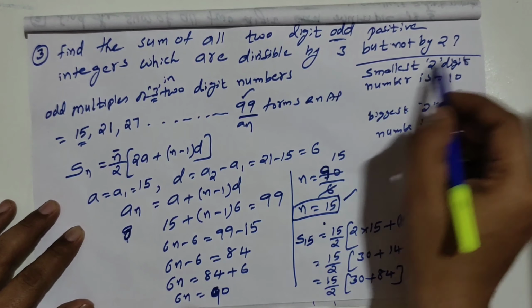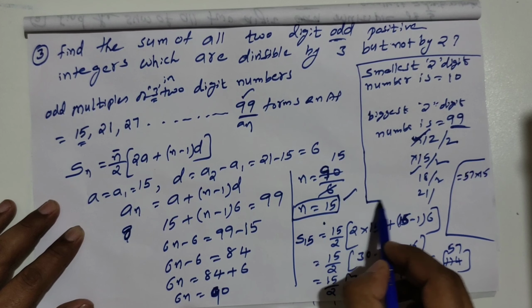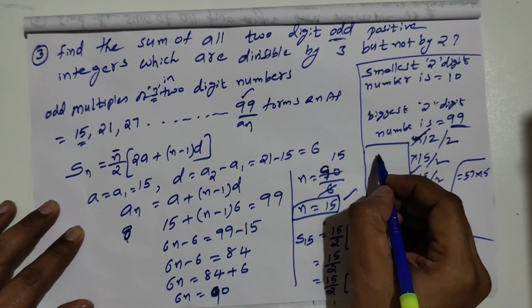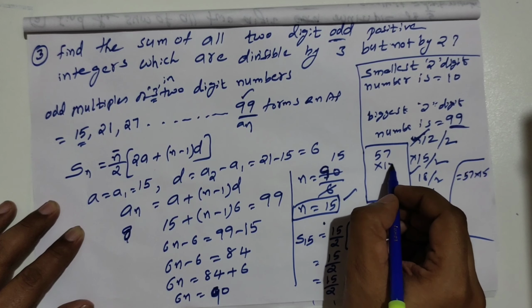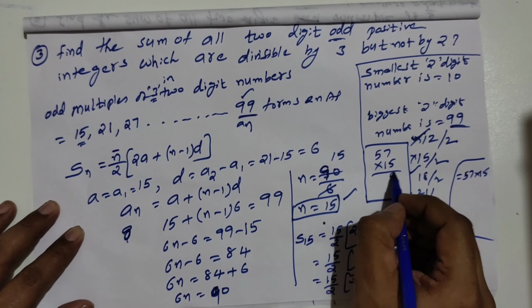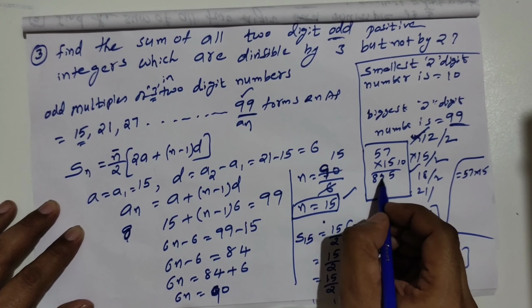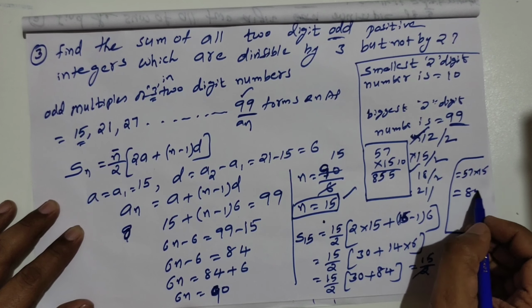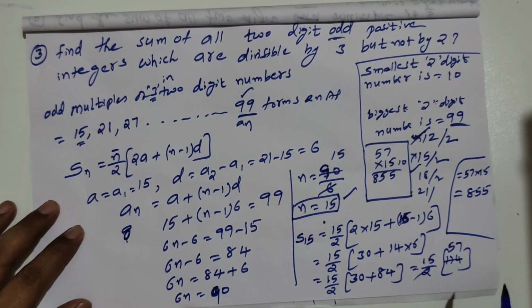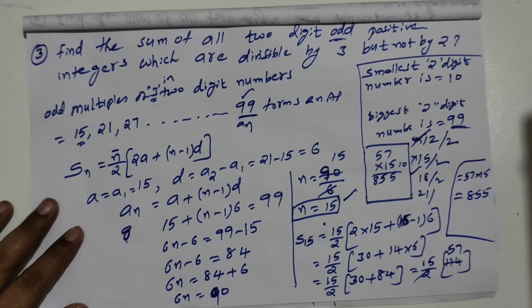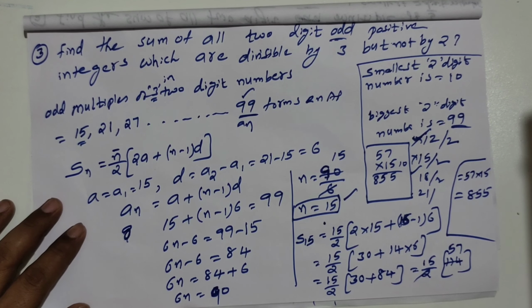So multiply that. I am writing here the multiplication, 57 into 15. Multiplying: 15 sevens are 105, 15 fives are 75, plus 10, 85, that is 855. So like this we get this type of sums, very important to practice. We will do other sums in the next video.